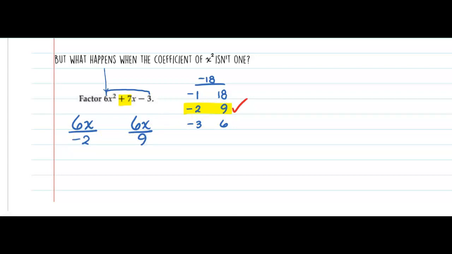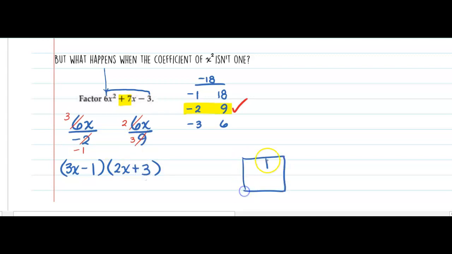And now we reduce. I can divide both of those by 2 and I get a 3 and a -1. I can divide both of those by 3 and I get a 2 and a 3. These are now my reduced factors. 3x minus 1, 2x plus 3.